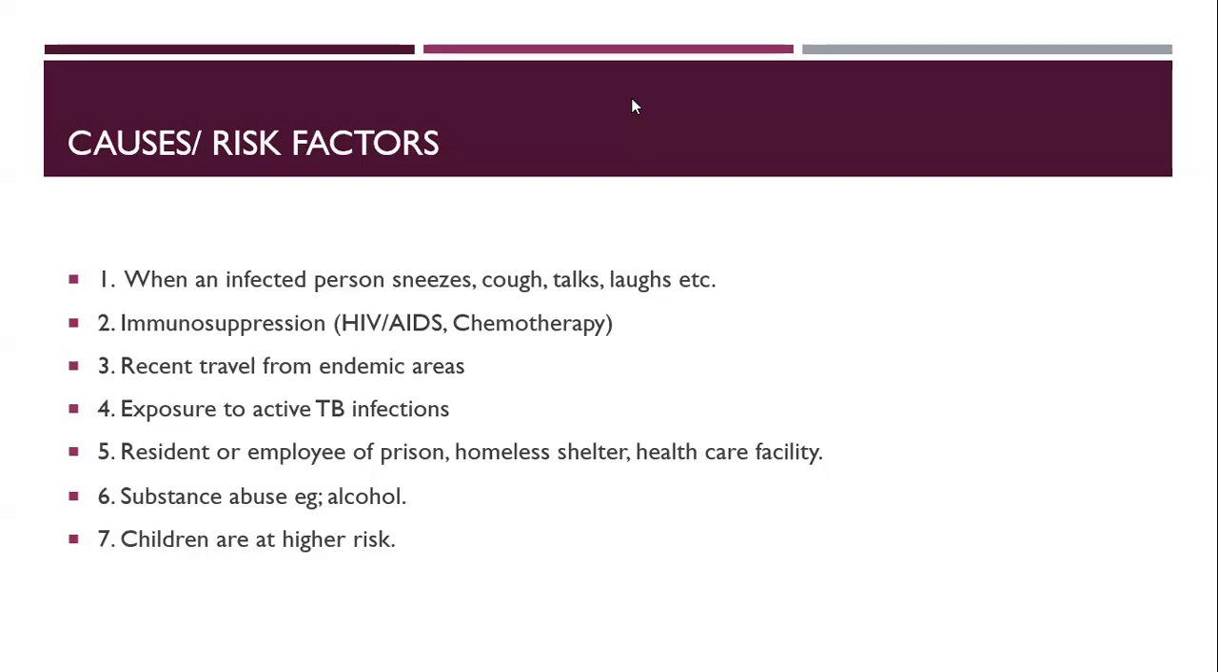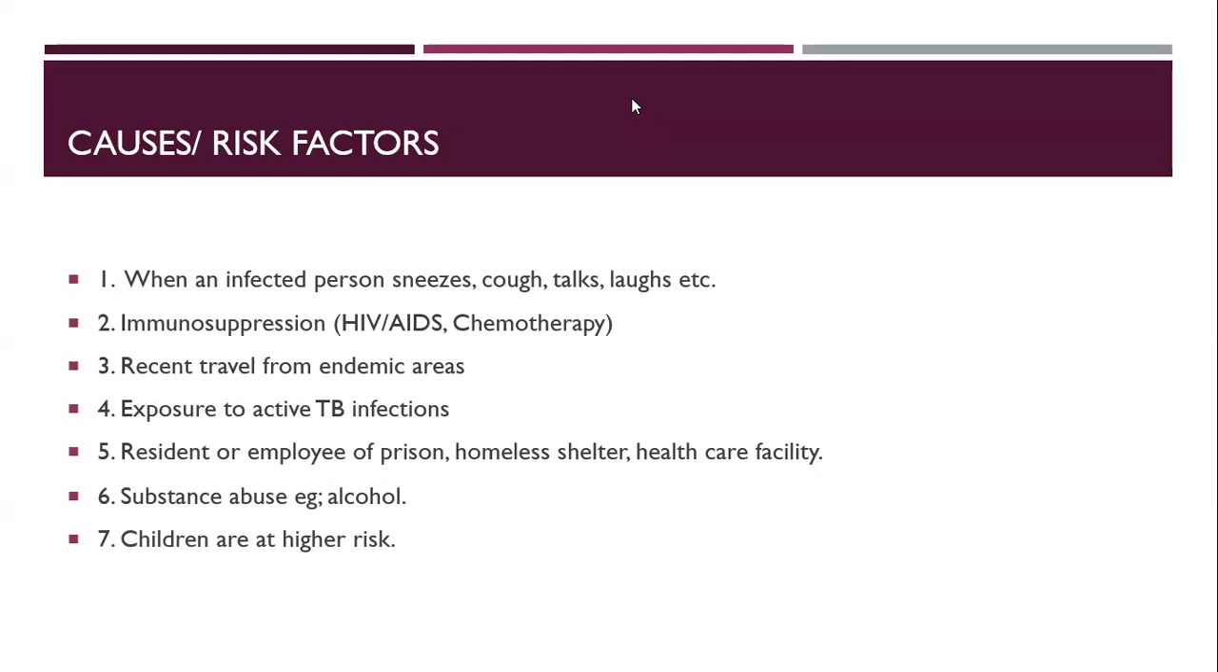So individuals who have immunosuppression by way of HIV/AIDS or chemotherapy, what you should know is that they have a weakened immune system. That makes them liable to get TB. We all know that chemotherapy can weaken your white blood cells, so it predisposes you to infections like TB. Three, recent travel from an endemic area. If you just travelled from an endemic area, let's say Koforidua, where TB was spreading throughout the area, it's also a risk factor.